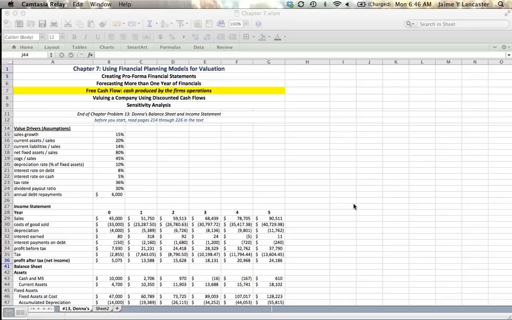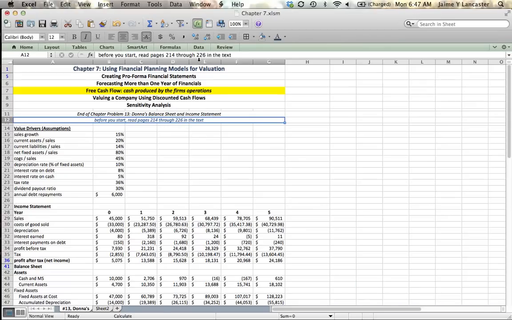So here is our spreadsheet. You can tell that it's the same one that we used in the earlier tutorial. It's the information from the end of chapter problem 13, a company called Donna's. You will want to have made sure that you have read the part of the chapter through the free cash flow instead of being through 226, as it says right here. We're going to change that. I want that to say 228.